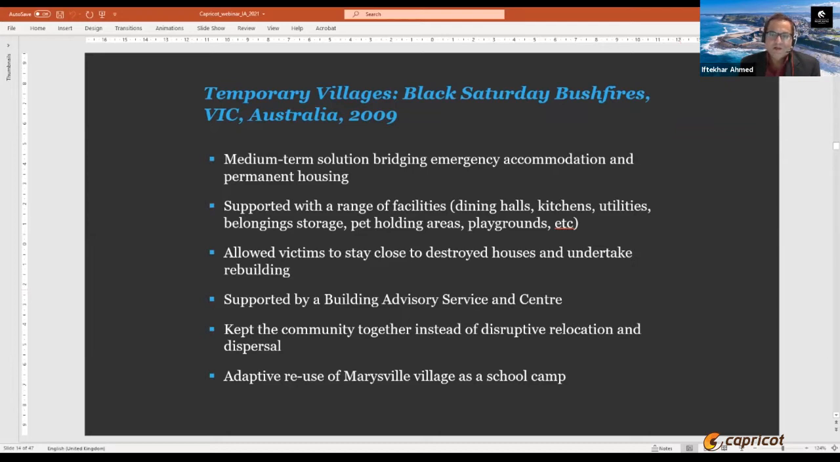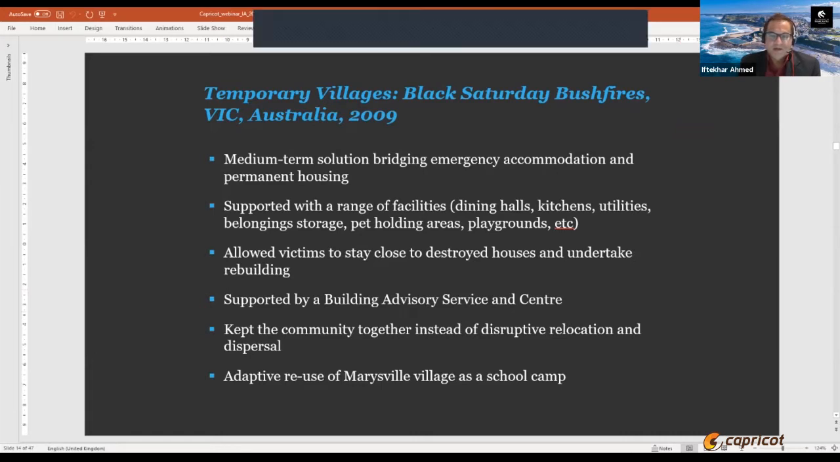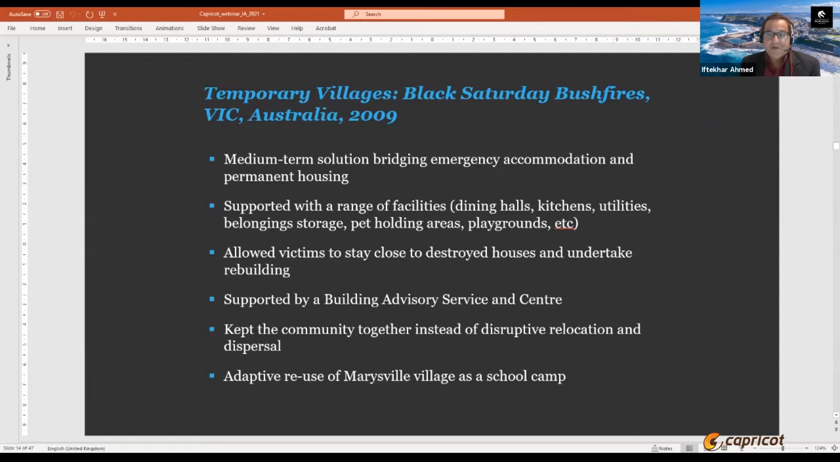The kids could go back to school, and the health clinics were all there, and they were supported by Building Advisory Service. This was an ad hoc organization put together by secondees from different government bureaus. After the temporary phase passed, they were all gone. They went back to their own organizations. And so this kept on, and this kept the community together. They just didn't disperse and move elsewhere. They stay near the community.